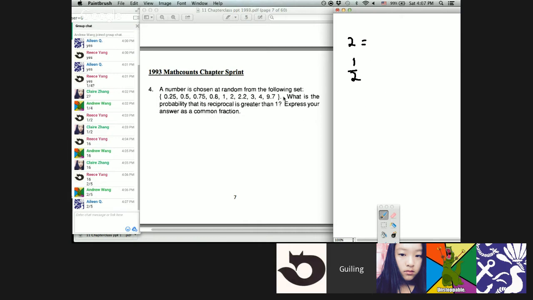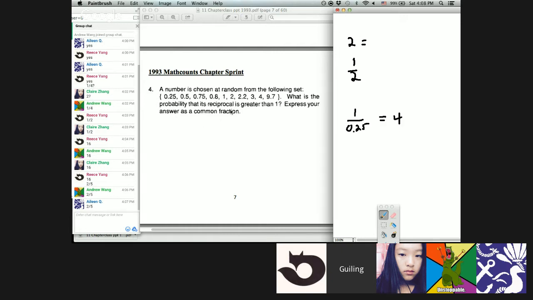So, and there's also a key point. If you take the reciprocal of anything less than 1, it becomes greater than 1. And if you take the reciprocal of anything greater than 1, it becomes less than 1. So for example, if you take the reciprocal of 0.25, because 0.25 is less than 1, this becomes 4, which is greater than 1.